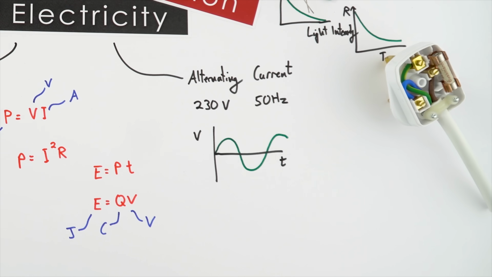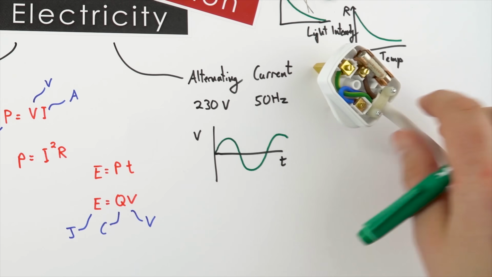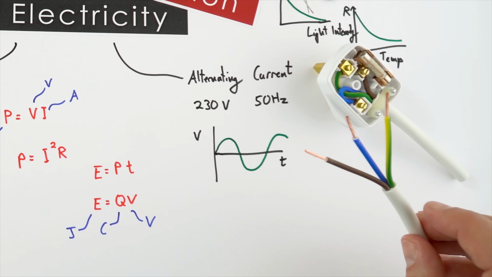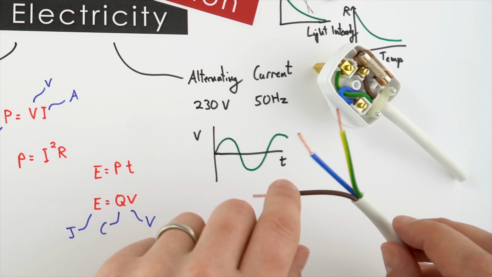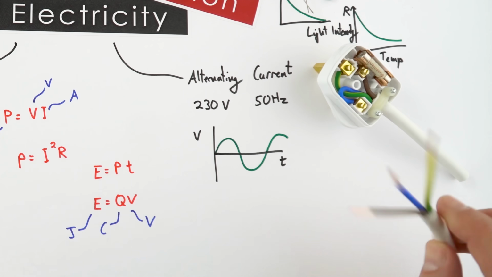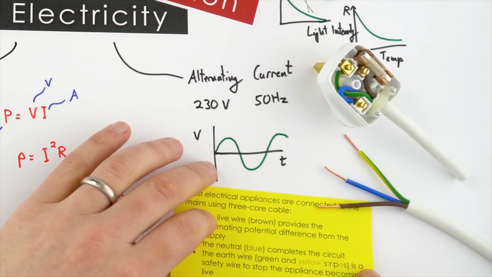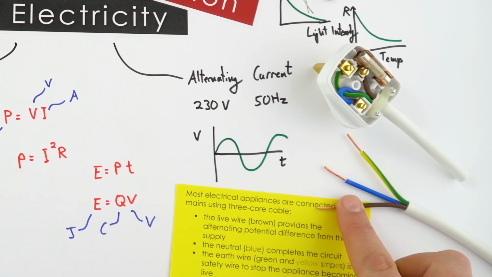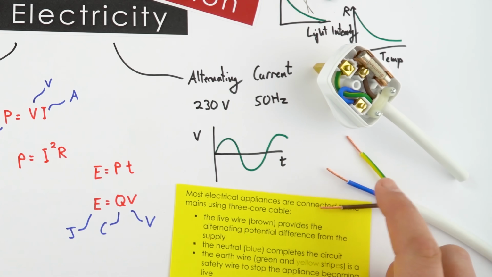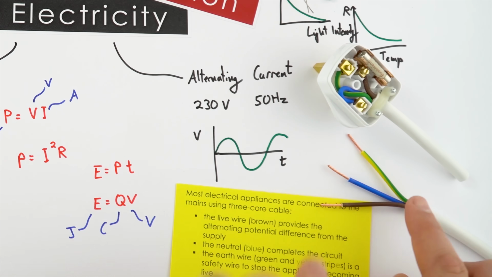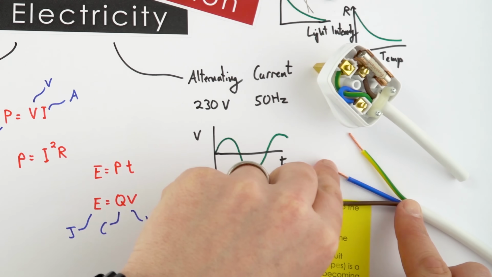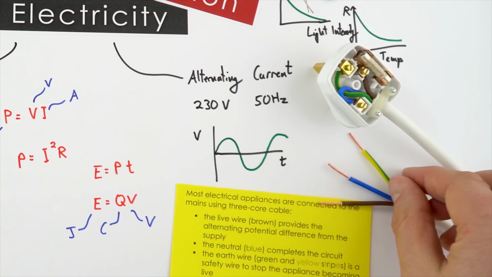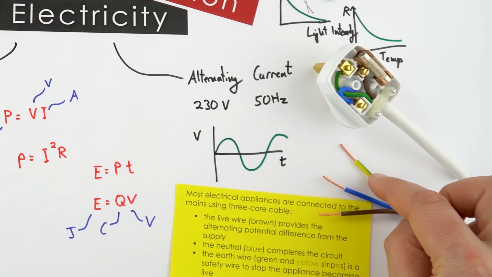Now, this is used in normal household appliances. And what we often have is this 3-core cable. So we have 3 different wires in the core of that cable. The brown wire provides the alternating potential difference from the supply. The neutral wire completes the circuit, and it's the difference between the potential difference here that causes effectively that current to flow. And then finally you've got this green and yellow wire, which is called the earth wire.